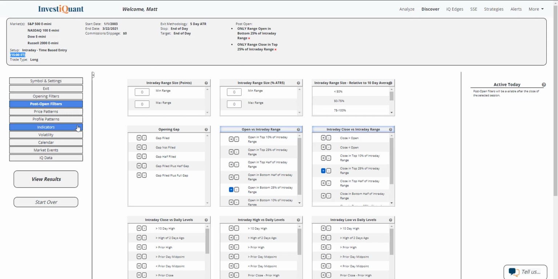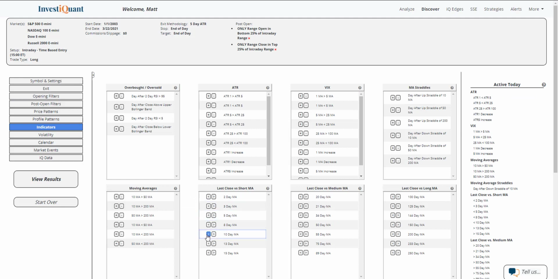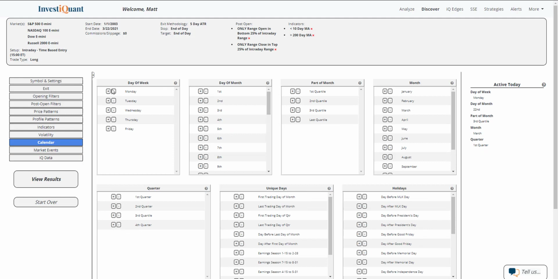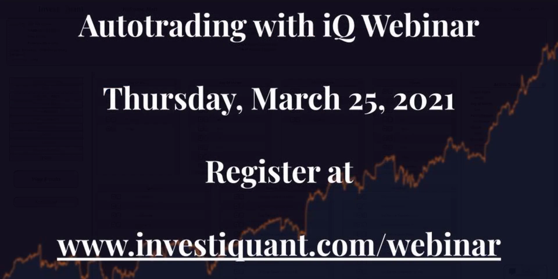Next, I'm going to go into the indicators section, put us in a similar market environment where we closed below a 10-day simple moving average on Friday, but above the 200-day simple moving average. So I've got those selected here. And then lastly, I'm going to hop into the calendars library, and I'm going to say that today is Monday. So I'm just going to hit equals here next to Monday. That'll add it to the test. And now I can click view results.